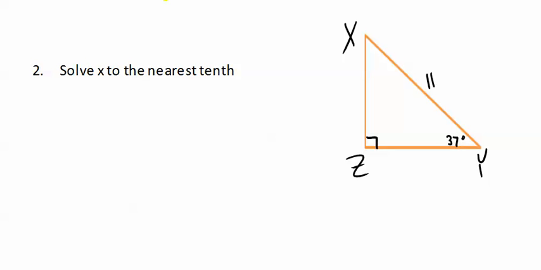We want to know what side x is to the nearest tenth. So again, we talked about earlier that opposite is across from the angle, so side x is over here.